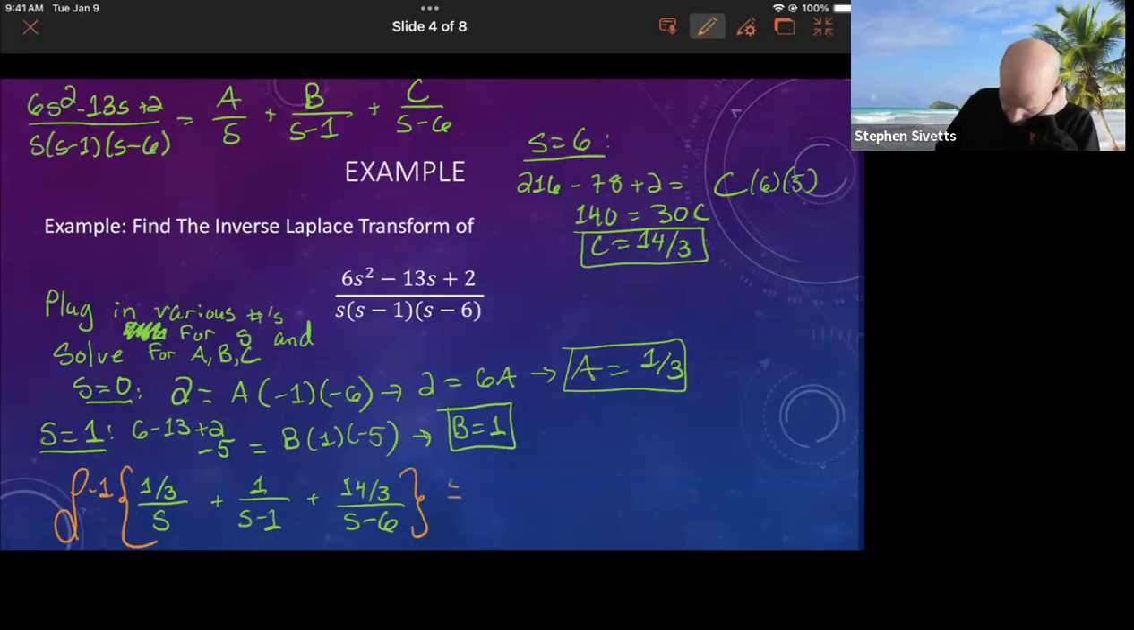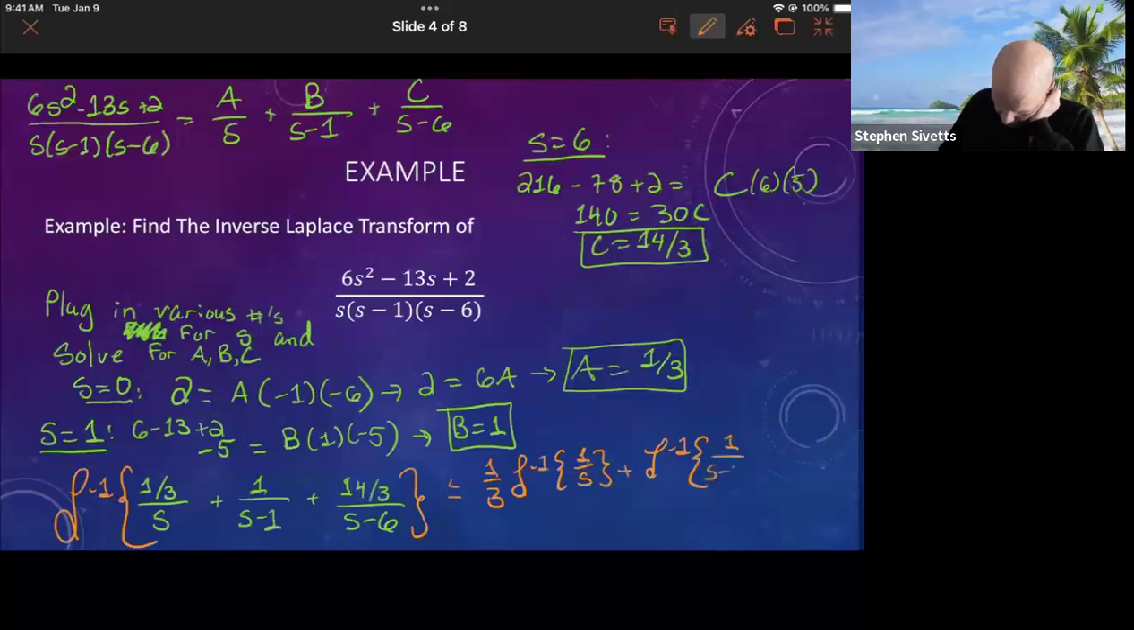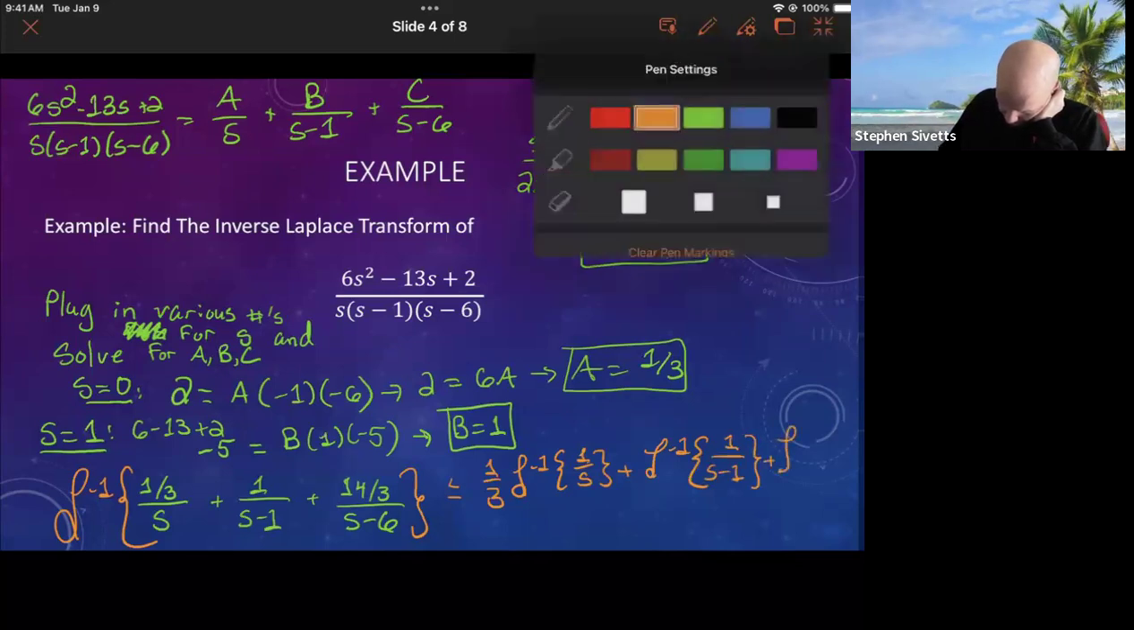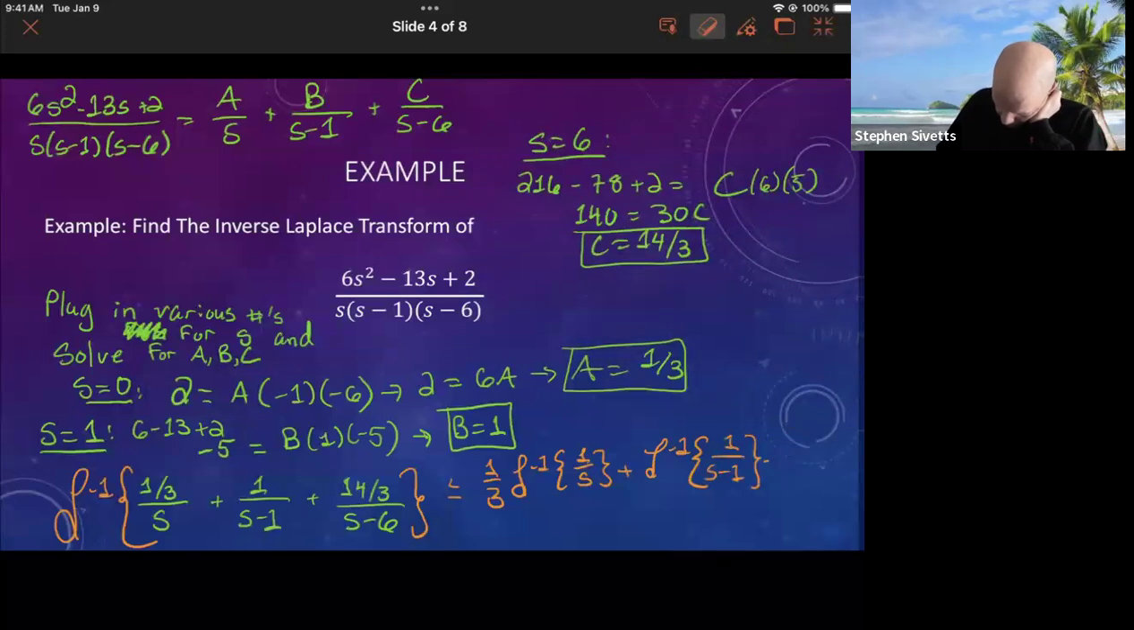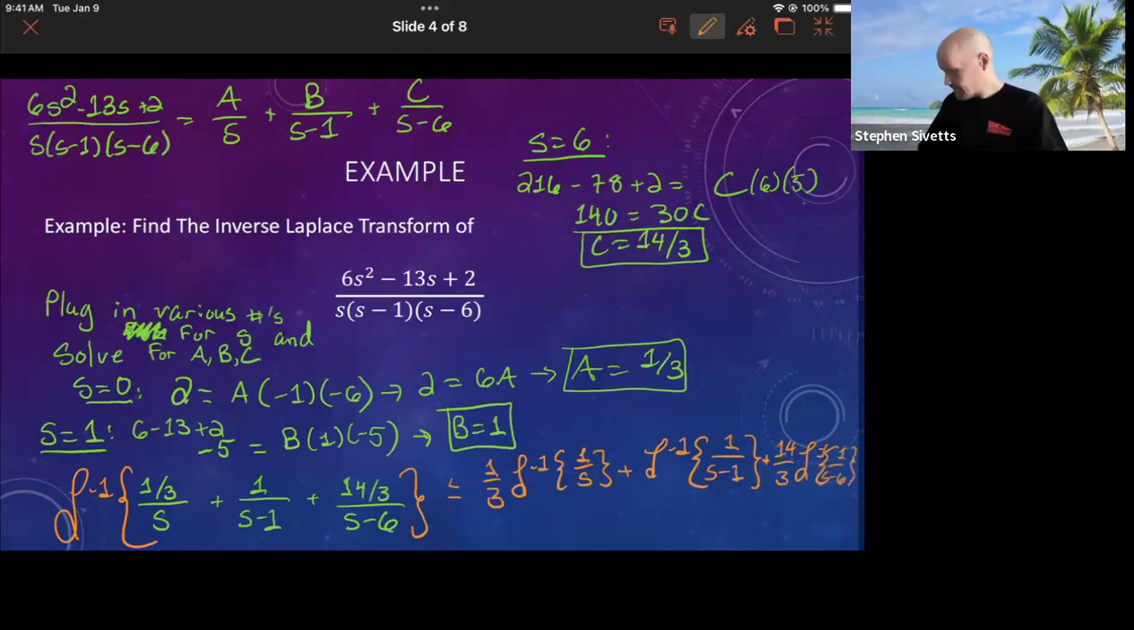And so we'll have 1/3 times the inverse Laplace transform of 1 over s, and then plus the inverse Laplace transform of 1 over s minus 1. And so we'll have plus 14/3 times the inverse Laplace transform of 1 over s minus 6, right?